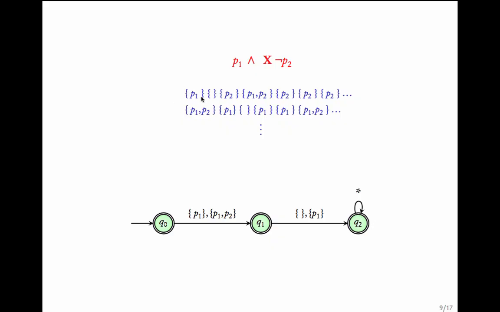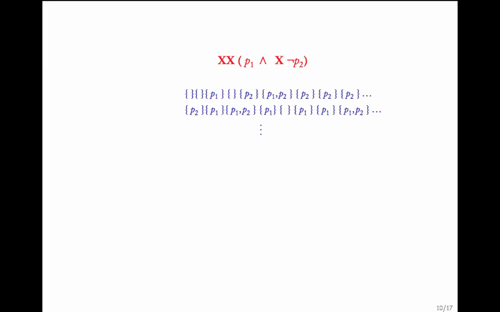Now, if you look at this word, you read P1, you read the empty set, and then you keep reading Q2. You keep reading a letter and staying in Q2. So an accepting state occurs infinitely often in that run, and hence the word will be accepted by this automaton. Let's move on to the next example.